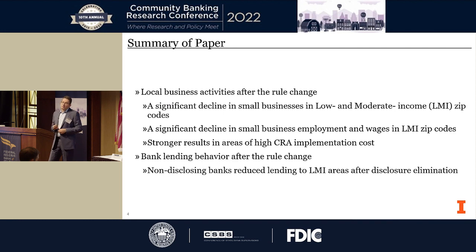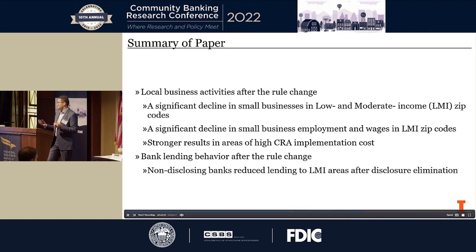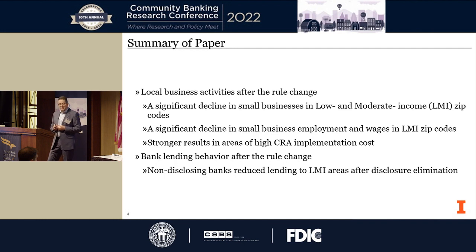So in this paper, we are using this setting to see what is the effect of these disclosure requirements in banking on local economies. By using zip code level data, we find that after this disclosure exemption, there is a decrease in the number of small businesses in low or moderate income areas. These are, I would say, poor areas. Similarly, we find that in these areas, there is a decline in small business employment, as well as wages, again in low and moderate income areas.